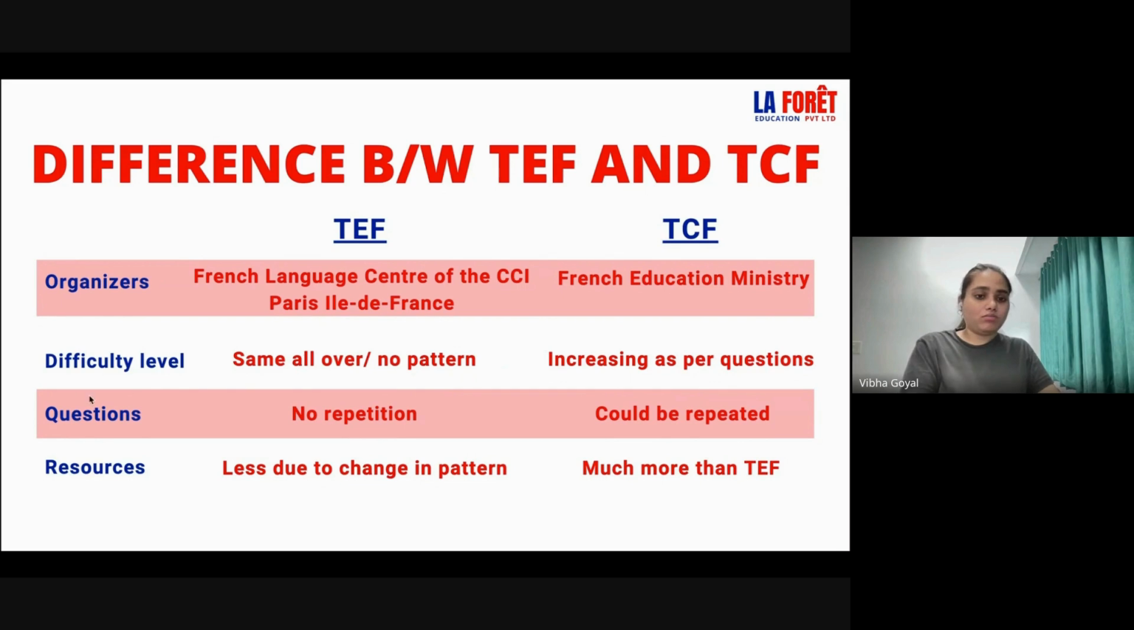I was recently talking to one of the candidates. She mentioned that she had practiced so much for the TCF कि उन्होंने जो प्रैक्टिस किया था उनको वही क्वेश्चन फाइनल एग्जाम में आया था. So the questions are being repeated in the TCF, but there's no chance of repetition in the TEF. So अगर repetition हो रहा है, it is very much advantageous for us. Go for it.